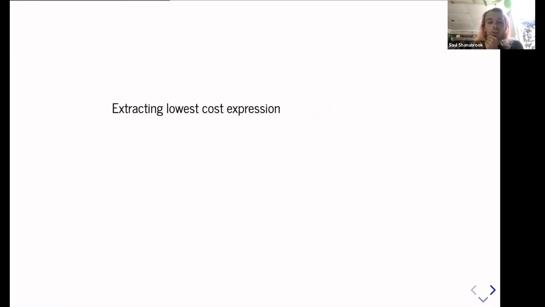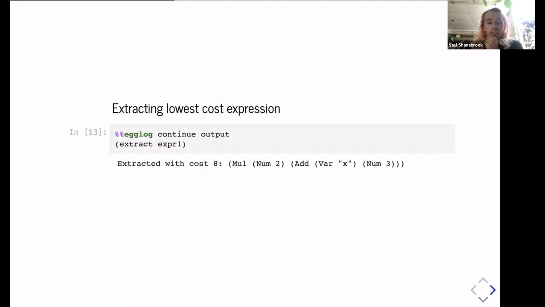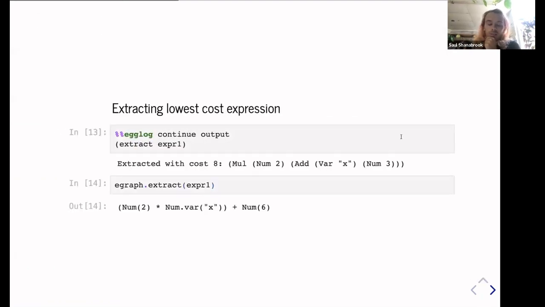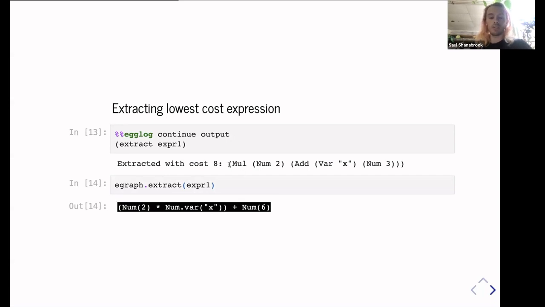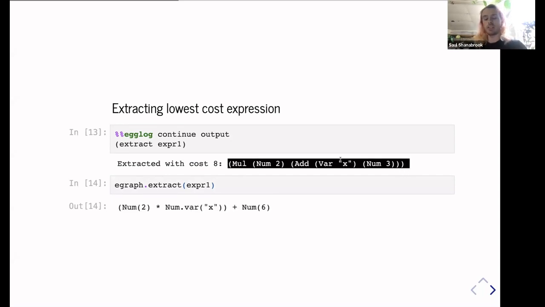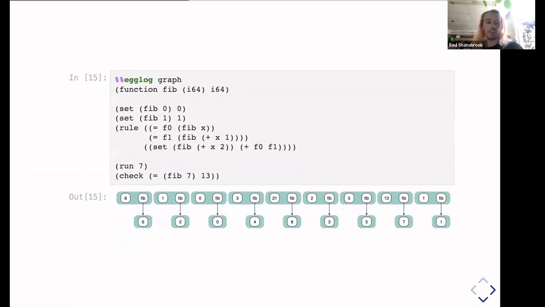Okay, so I saw this before, but I'll just show you again. We can also extract. So for example, here I'm extracting expression 1, and it gives us a nice Pythonic representation. If I executed this, I'd get back that value. In the Lisp version, it just gives you this Lisp thing, and this gives you a nice Python expression.